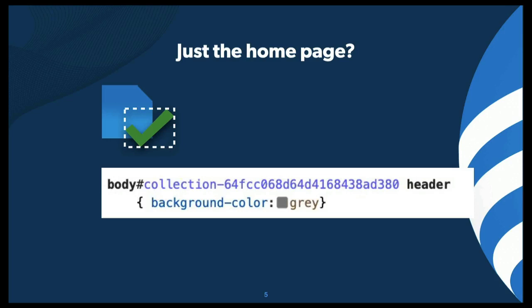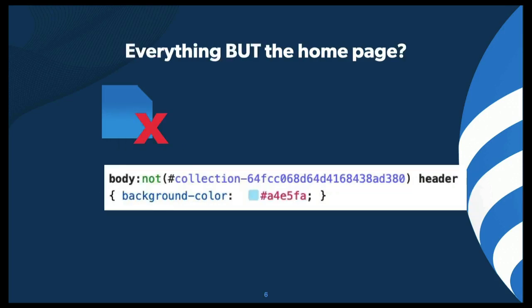But let's say you wanted to target every page but the home page. So what would you do then? Then we introduce the selector I've mentioned, the not pseudo selector. As you can see there, we've got body, then colon, and then not. And then in the parentheses, we have the collection ID. That means every page but that ID, and that ID is for the home page, so it's every page but the home page. And then as an example, I've just got a header there. Again, we're changing the background color.